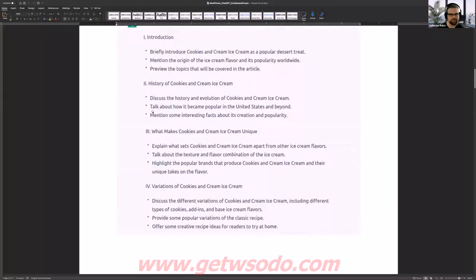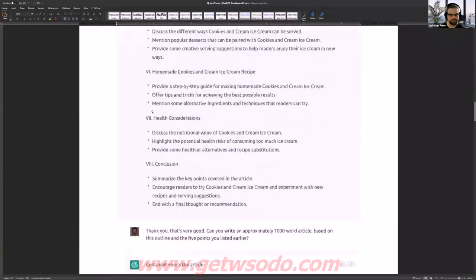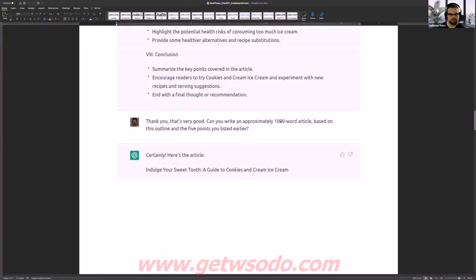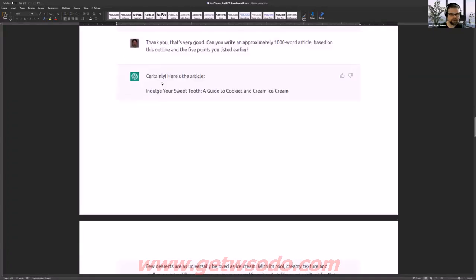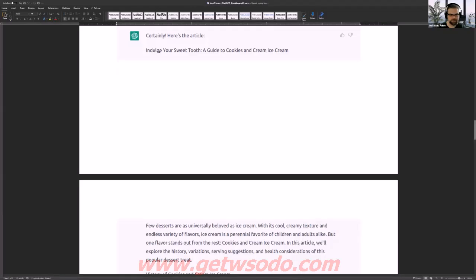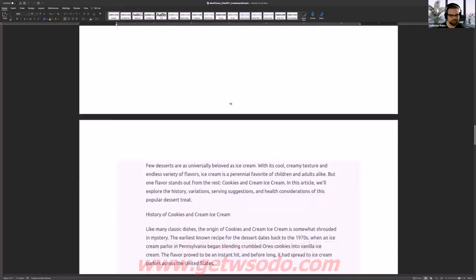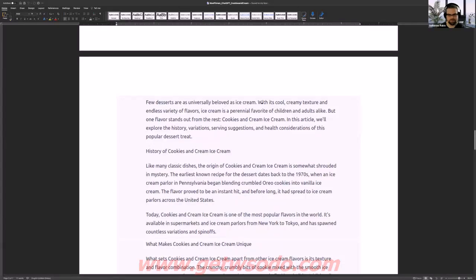All right, so here we have continuing to work with ChatGPT. So here's the outline, right? It's good. And then we have an article that's approximately 1,000 words based on this outline and the 5 points you listed earlier. Okay, so I like the step-by-step approach you're taking there. So we have the title, Indulge Your Sweet Tooth, A Guide to Cookies and Cream Ice Cream. And so it starts off with a nice introduction with its cool, creamy texture and endless variety of flavors. Ice cream is a perennial favorite of children and adults alike, but one flavor stands out from the rest: cookies and cream ice cream. In this article, we'll explore the history, variations, serving suggestions, and health considerations of this popular dessert treat.